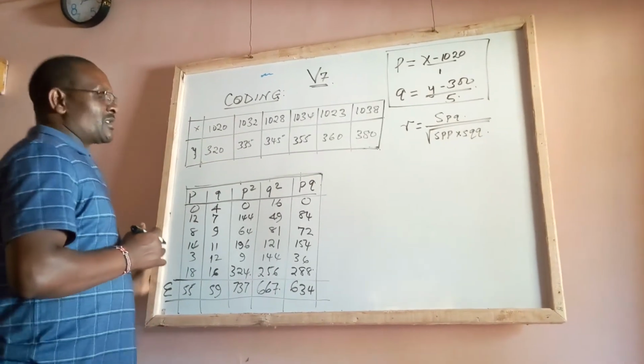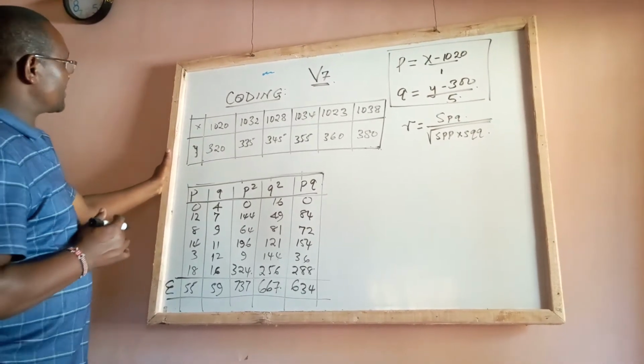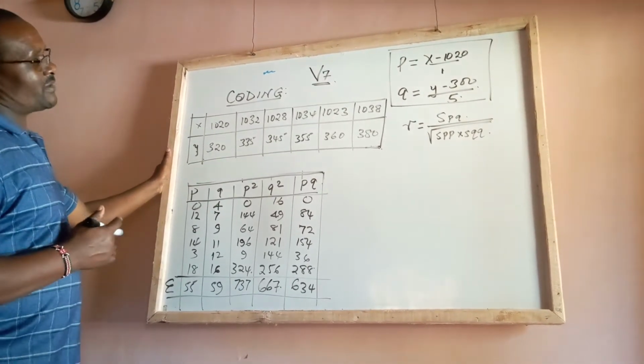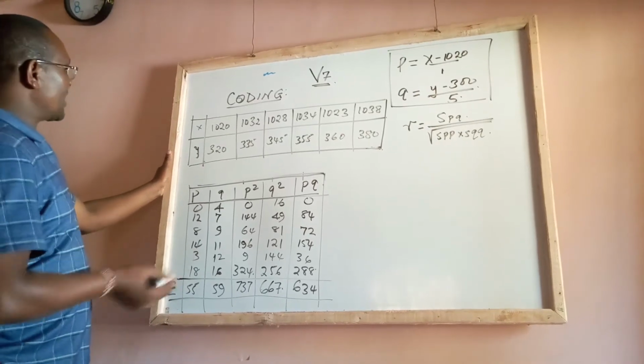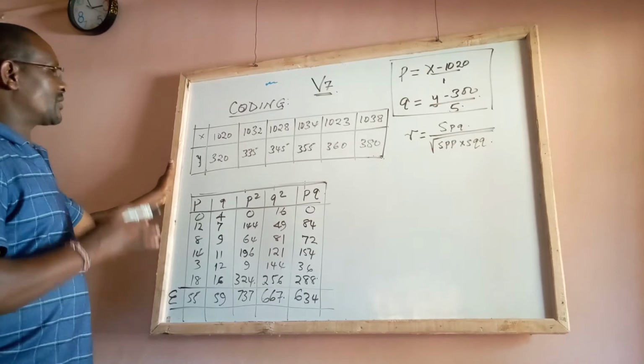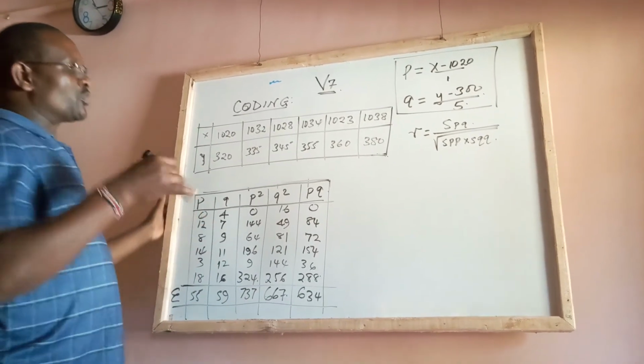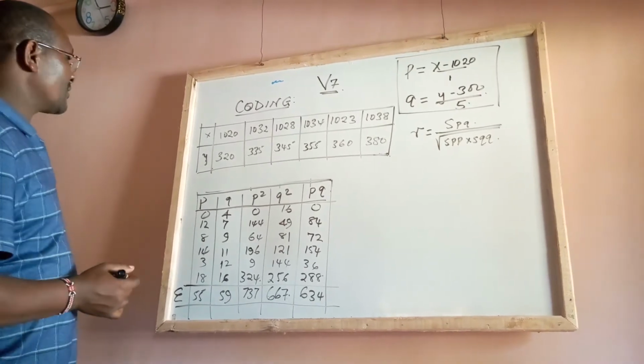Addition or subtraction within coding just means shifting the axis. Dividing means changing the scale. None of the two operations will affect r. So after coding, we are not going to decode to acquire the value of r.